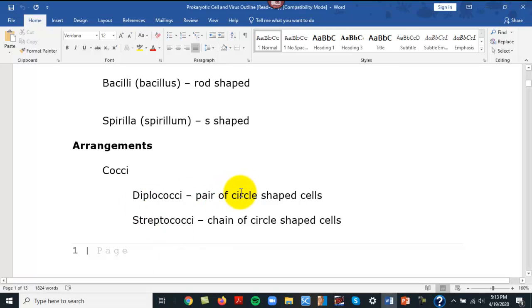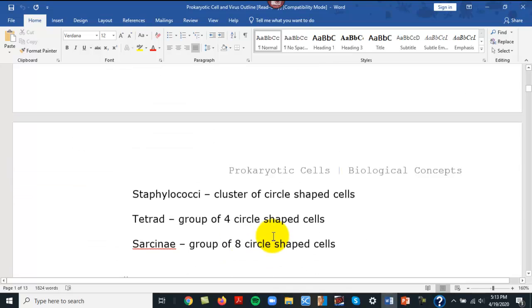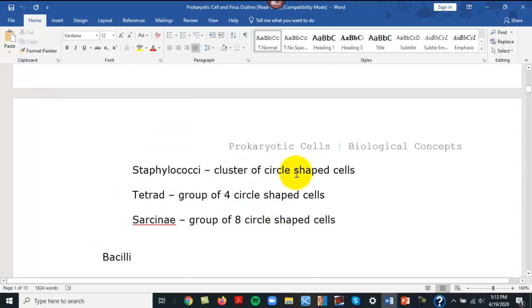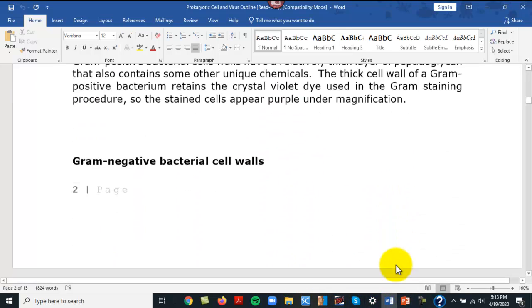A diplococci is a pair of 2 circle-shaped cells. Gonorrhea is a gram-negative diplococcus. Streptococci is a chain of cells. Staphylococci is grape-like clusters of cells. A tetrad is 4. And this is Sarcinae, which is a group of 8. And they're circle-shaped, of course.